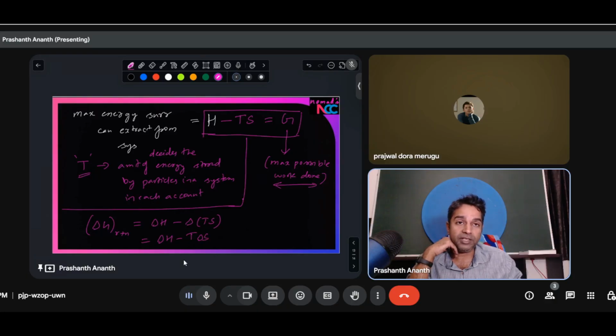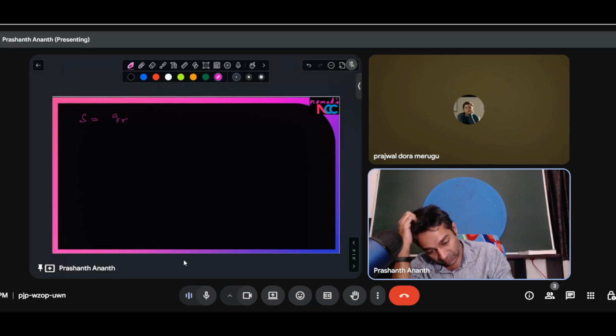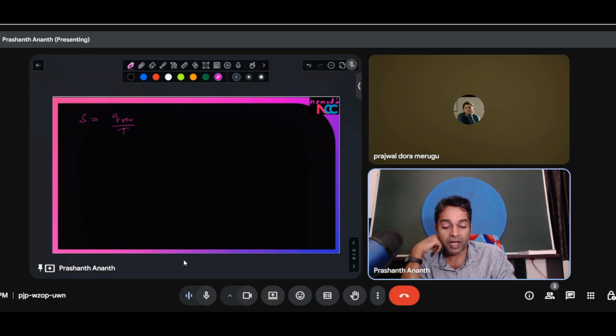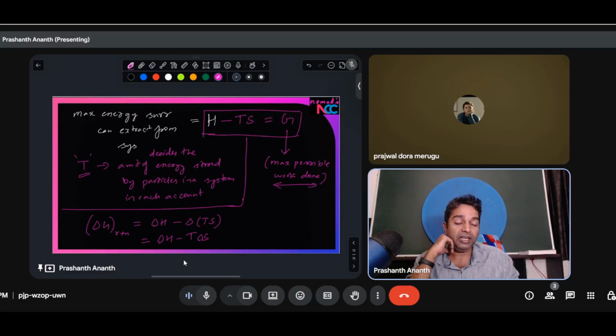Basically speaking, what is T into delta S, or what is delta of TS? Delta of TS means, S was defined as what? S is defined as Q reversible by T. So we'll end up having delta of TS actually being delta of Q reversible. So from that perspective, in this particular case here, delta G is equal to delta H minus T delta S.